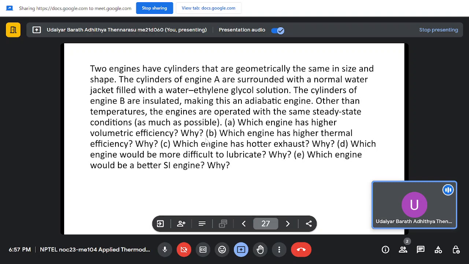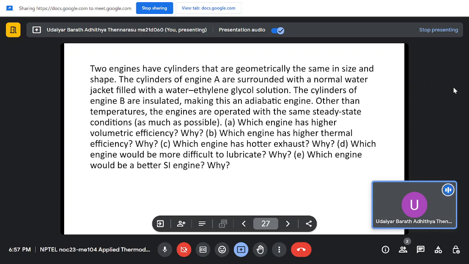Now the question is, which engine has higher volumetric efficiency and why? The second question is, which engine has higher thermal efficiency and why? The third question is, which engine has hotter exhaust and why? D is, which engine would be more difficult to lubricate and why? The last question is, which engine would be a better spark ignition engine and why?